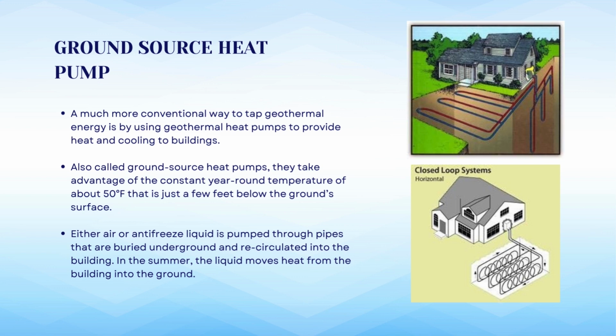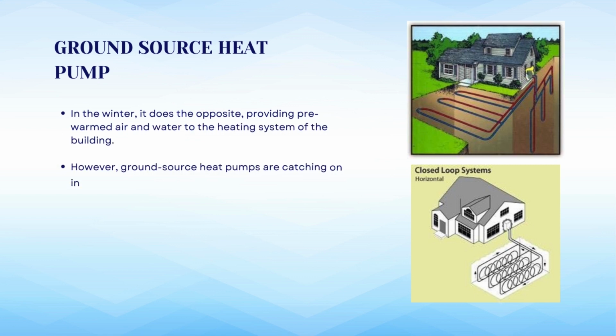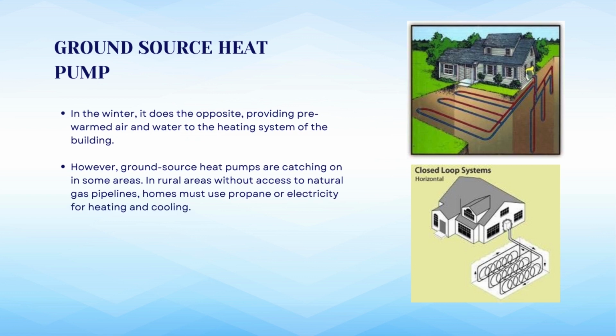In the summer, the liquid moves heat from the building into the ground. In the winter, it does the opposite, providing pre-warmed air and water to the heating system of the building. However, ground source heat pumps are catching on in some areas. In rural areas without access to natural gas pipelines, homes must use propane or electricity for heating and cooling.